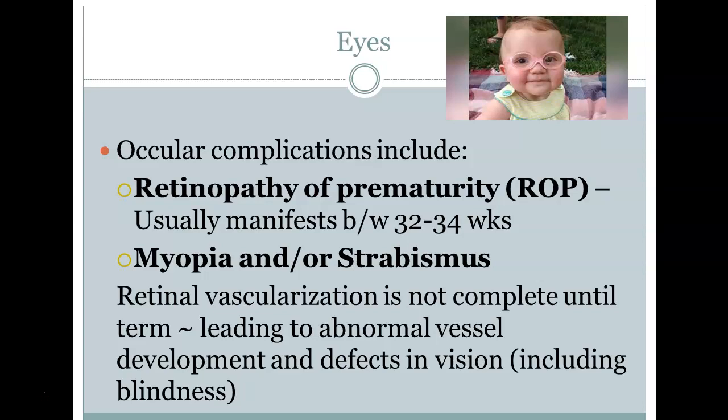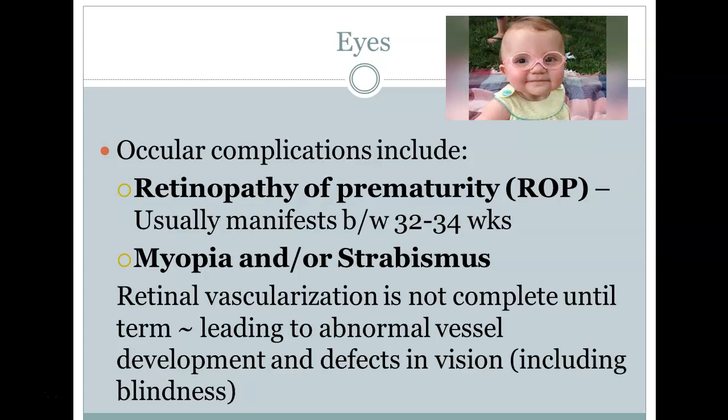Premature eyes have immature vessels that constrict and obliterate, as well as proliferate new ones, but this can cause scarring. With that, retinal detachment can occur. This will usually manifest between gestational ages of 32 and 34 weeks. They can also have complications with myopia and strabismus. Myopia is nearsightedness, and strabismus is the misalignment of the eyes due to the 3 cranial nerves becoming damaged.